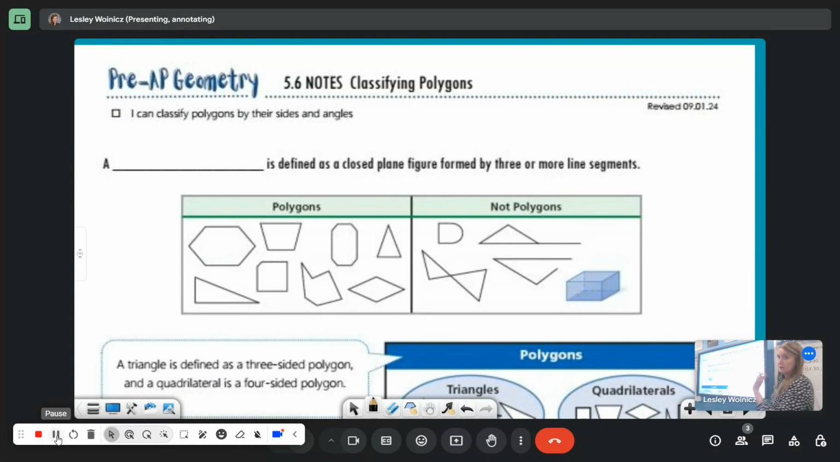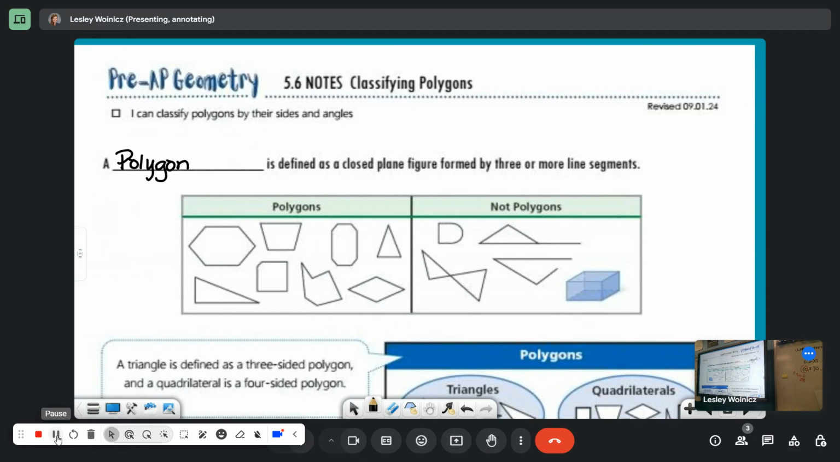All right, guys, we've already talked about some polygons. We've talked about triangles. A polygon is a closed plane figure. What does it mean if it's a plane figure? Yeah. So, I don't know, can you guys see these little things I got up here?